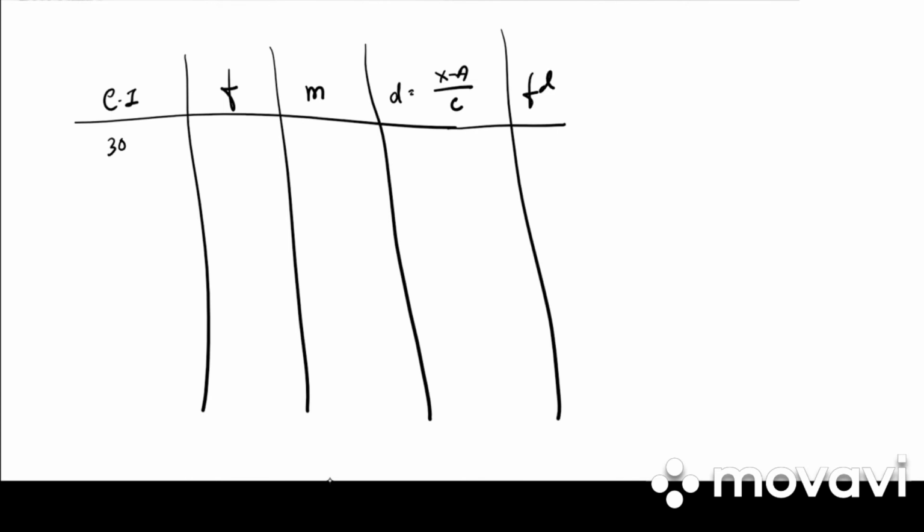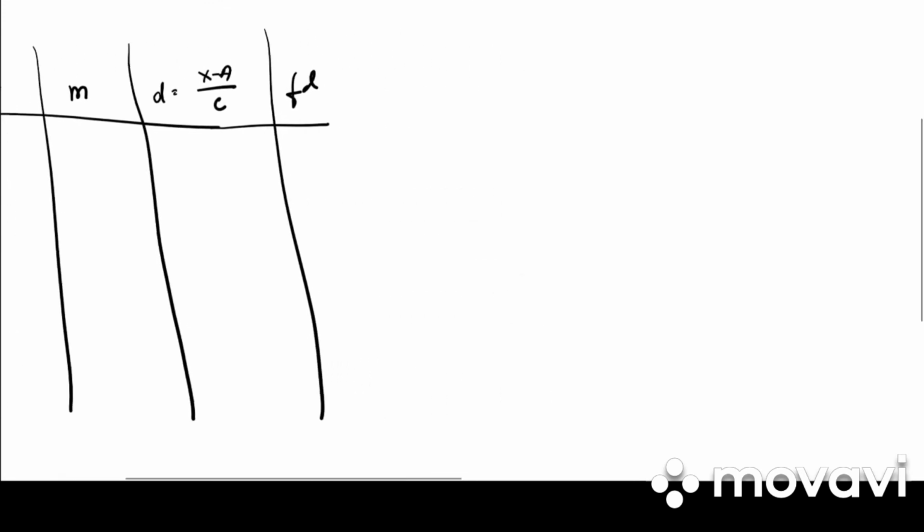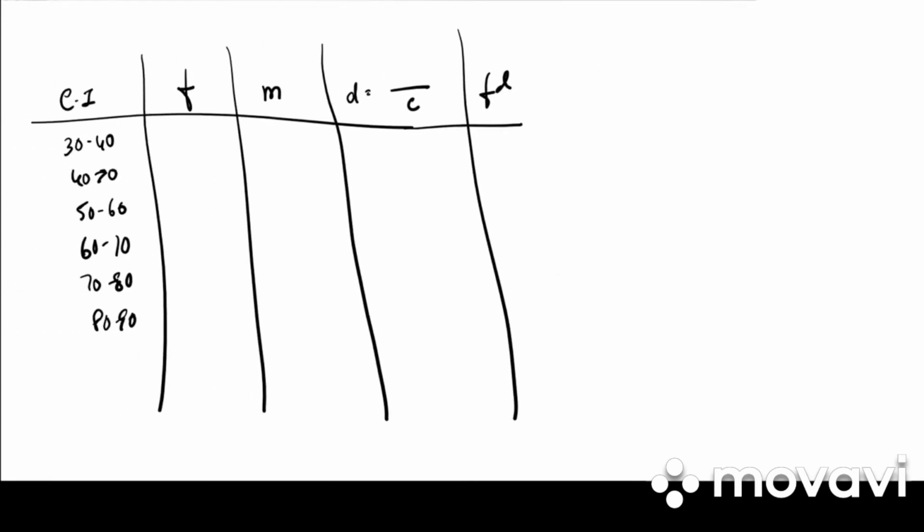So first class interval: 30 to 40, 40 to 50, 50 to 60, 60 to 70, 70 to 80, 80 to 90. Frequency: 18, 37, 45, 27, 15, 8. Mid value: 35, 45, 55, 65, 75, 85. So what is the common factor? Common factor will be 10.